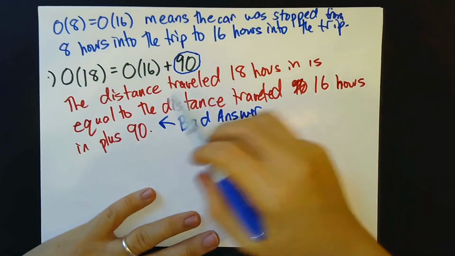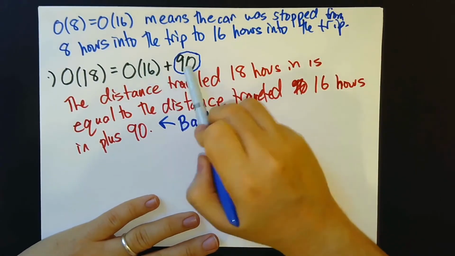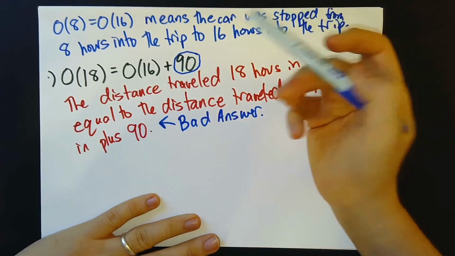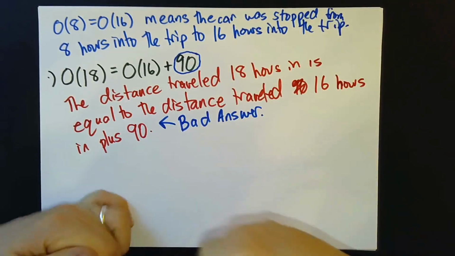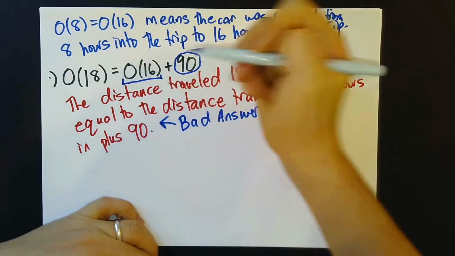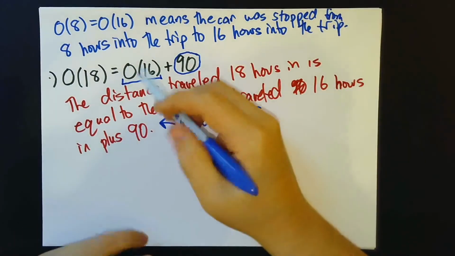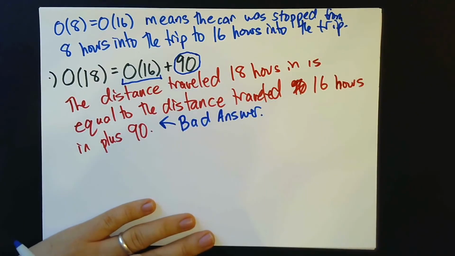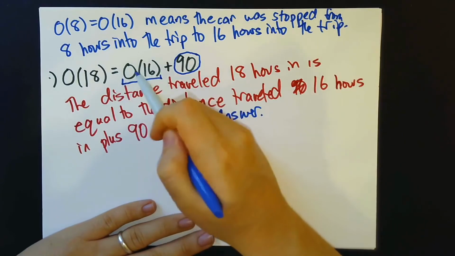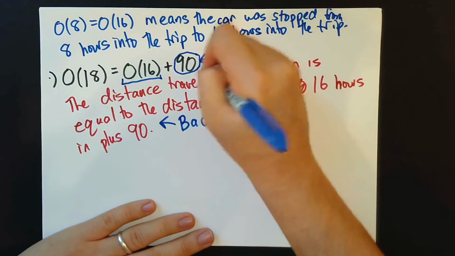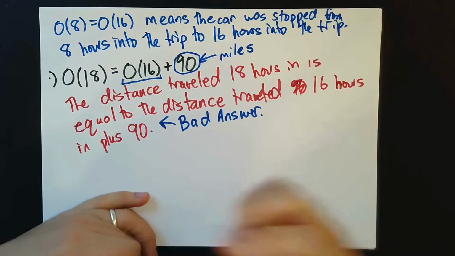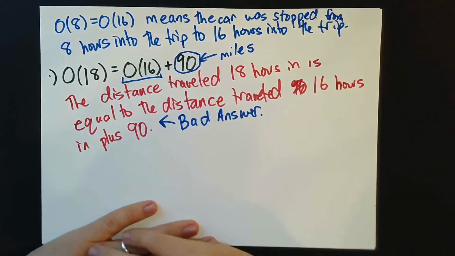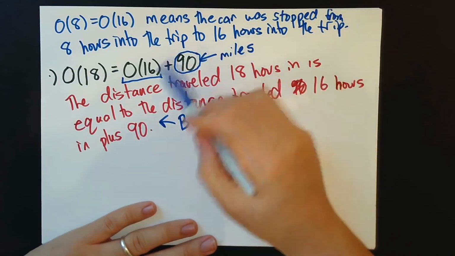Okay. And so specifically for addition and subtraction, if you see two numbers being added together, that means they have the same units. And so what are the units of this O of 16? Well, again, the O of 16 is the distance in miles that the car has traveled in 16 hours. So this thing is in miles. And so that means this 90 is in miles. And so what that means is that when we go to write an explanation of this, we should probably say something about what is 90 miles.